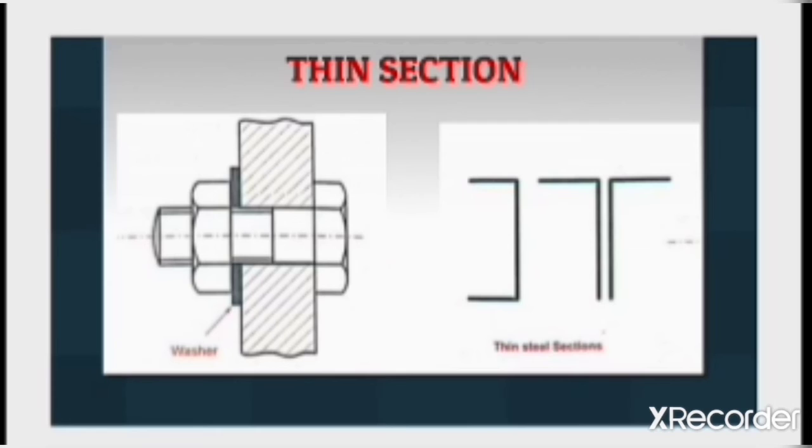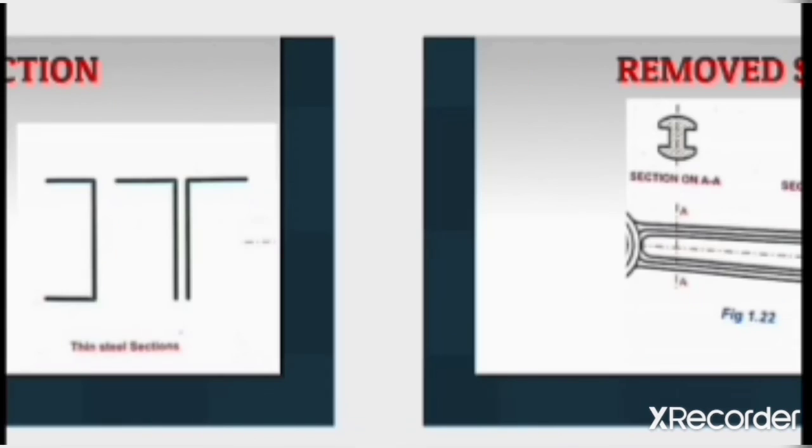So we have to give dark thin lines to the particular sections instead of hatching lines. So for thin sections, we have to provide a thin dark film to the particular tiny elements like washer or sheet metal.